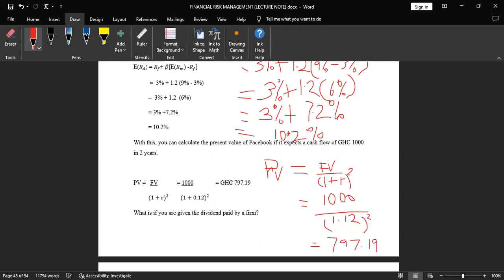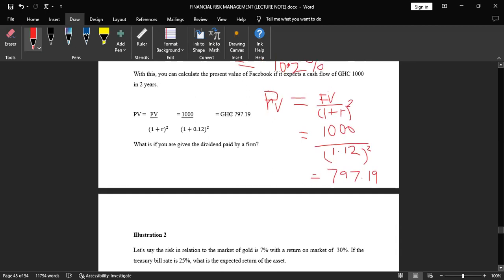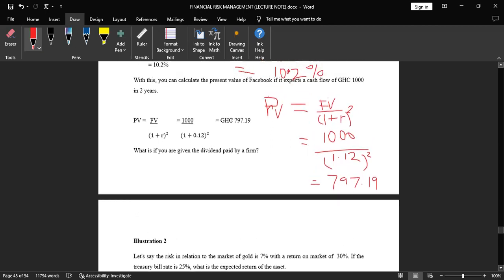Okay, so this is the answer. Now we are also saying that if you did financial, then it means that you can also calculate this, the present value of the cash flow.